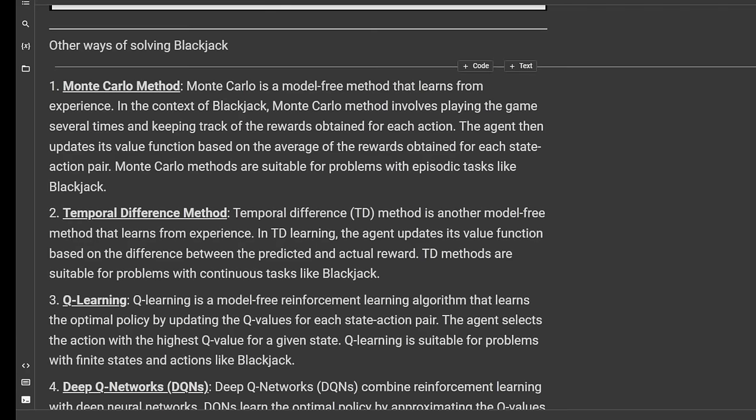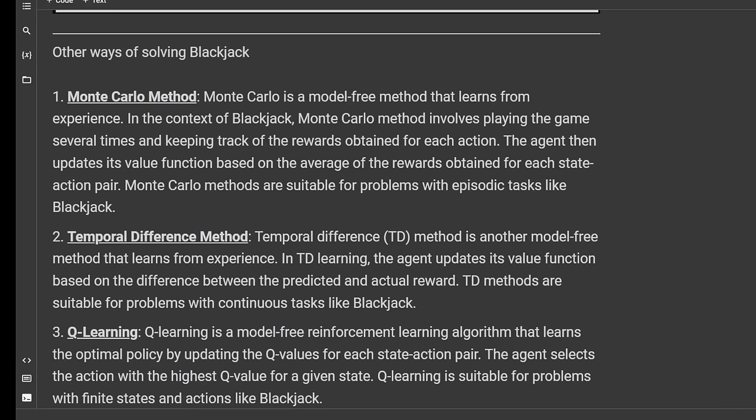So now we have solved Blackjack using Q-learning. Now let's look at some other methods that we can use to solve Blackjack. The first one is the Monte Carlo method. Monte Carlo is a model-free method that learns from experience. In the context of Blackjack, Monte Carlo methods involve playing the game several times and keeping track of the rewards obtained for each action. The agent then updates its value function based on the average of the rewards obtained for each state action pair. Monte Carlo methods are suitable for episodic tasks like Blackjack. So you can use Gymnasium and try this approach as well.